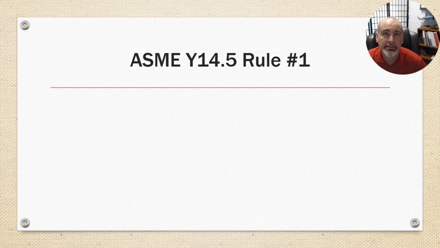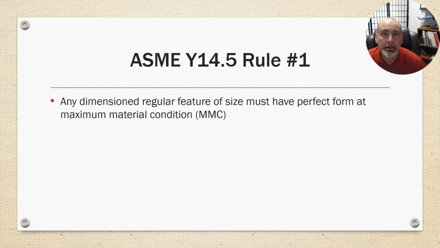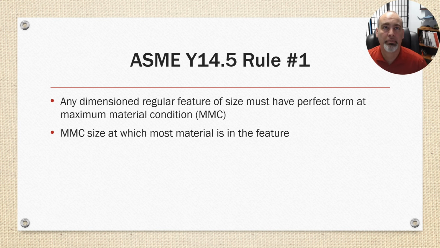Okay, now ASME Y14.5 rule number 1. In a nutshell, any dimension of a regular feature of size must have a perfect form or shape when it's made at maximum material condition. Maximum material condition is the size at which most of the material is on the feature. So if you're making something, it's a condition where every single tolerance is at the maximum amount of material on the part. If you think of it as you machined a part and you put it on a scale, it's the maximum it would ever weigh. It would be that condition.